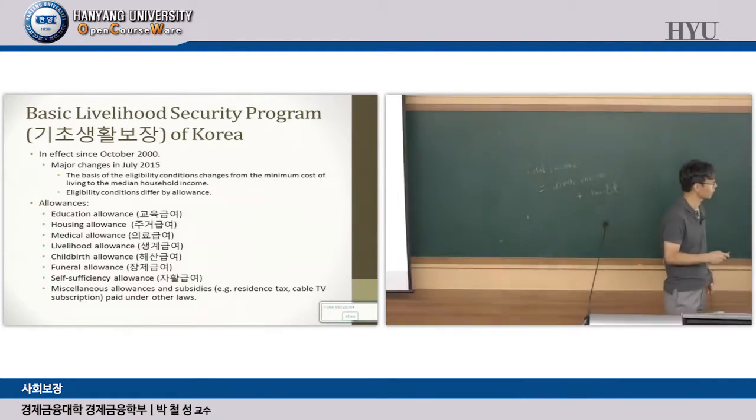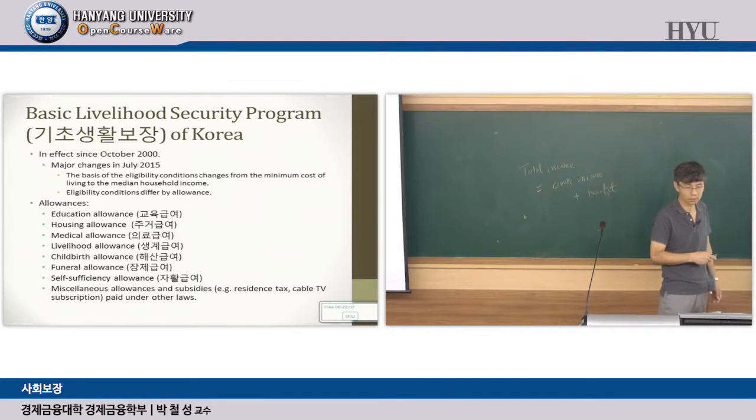Housing allowance covers some housing cost. Medical allowance covers the medical expenses. And livelihood allowance is the one that we're going to talk about more. This is just a cash allowance to be used as living expenses. So these 3 are, in a sense, in-kind, because each has a specific purpose. But this one is more general. It's just cash.